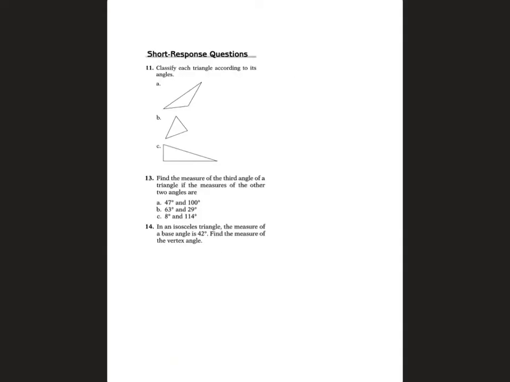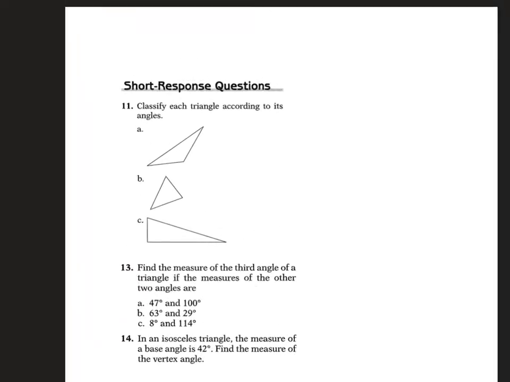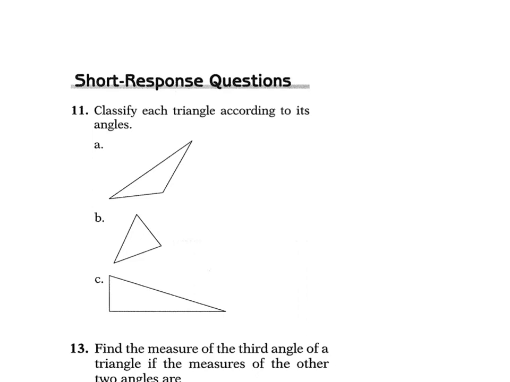For some examples that are not done for us in these short response questions, for 11, it says to classify each triangle according to the angles. So because this has an obtuse angle, this is an obtuse triangle. Because for B, we have acute angles, that's an acute triangle. And then for C, we have a right angle there, so that's a right triangle.